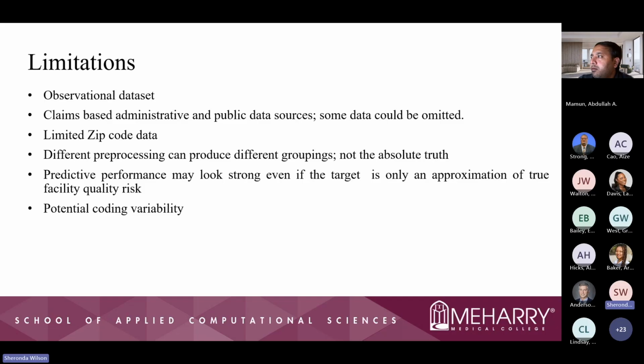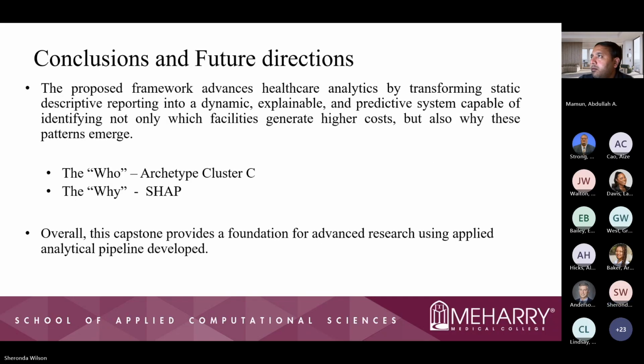In conclusion, this capstone transformed healthcare reporting into a dynamic and explainable analytic system. The framework identified which facilities generate higher costs, which serve higher risk populations, how the utilization differed, and why the predictors occurred.